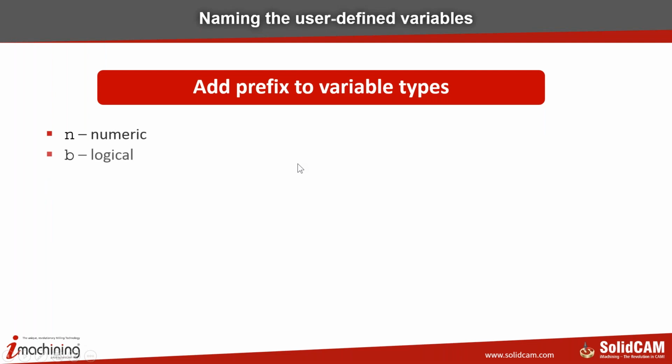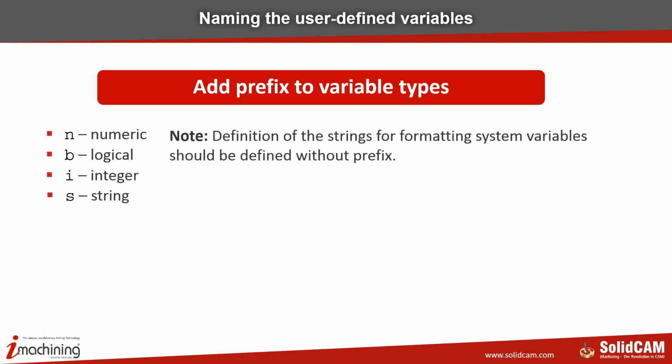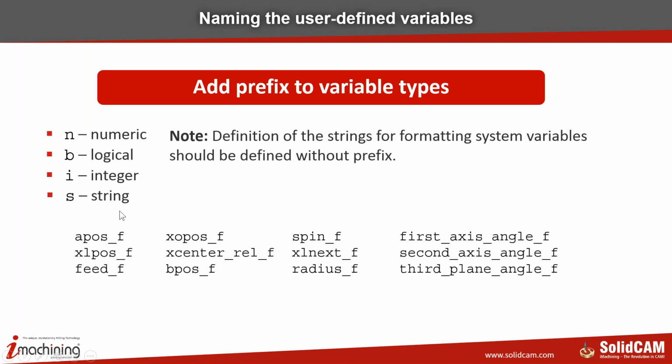Let's go next. Let's go a bit faster. Also, what is very important is that the string formatting of the system variables should be defined without the prefixes. As you can see here, apos underscore f. So there's no need to define s underscore apos f. That will not make automatic formatting for your system variable. The same thing applies to the user-defined variable. It's more complex. I'll try to explain it in a couple more slides.